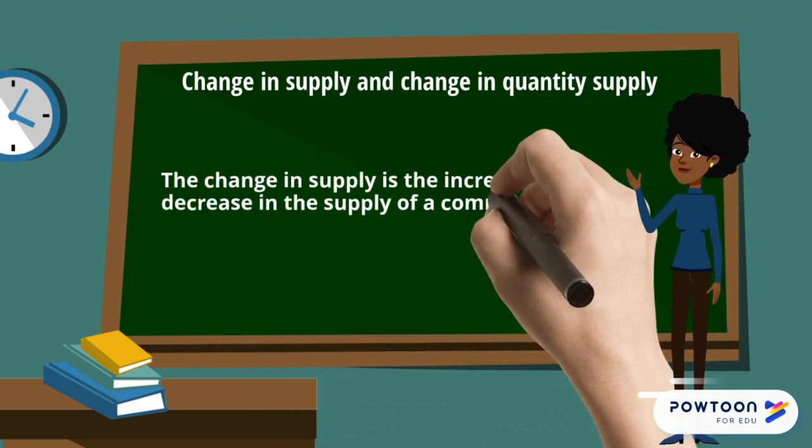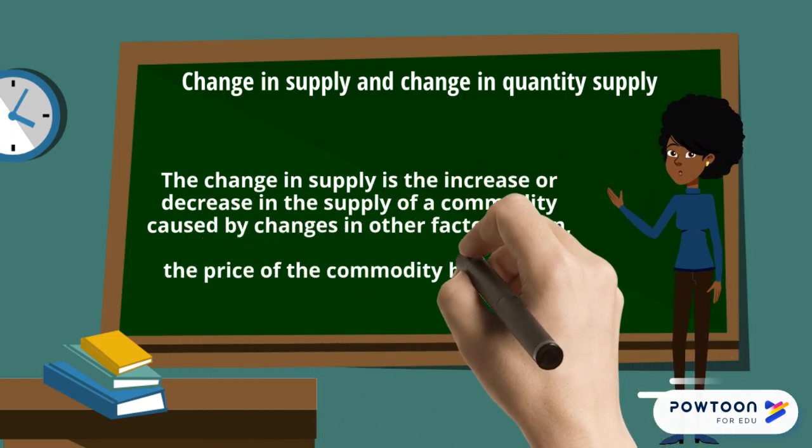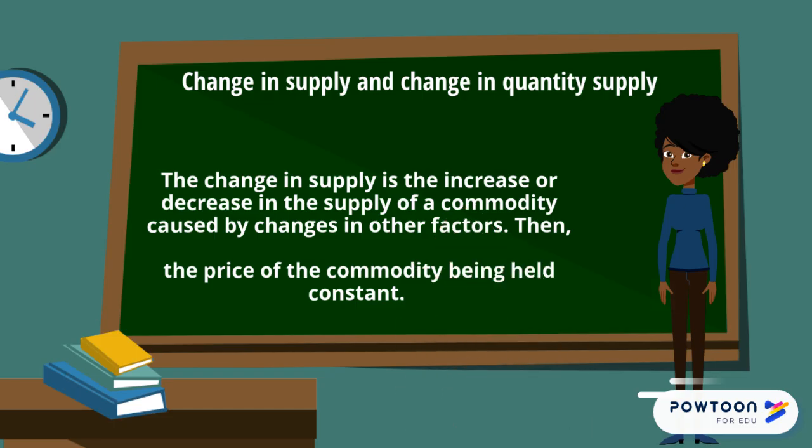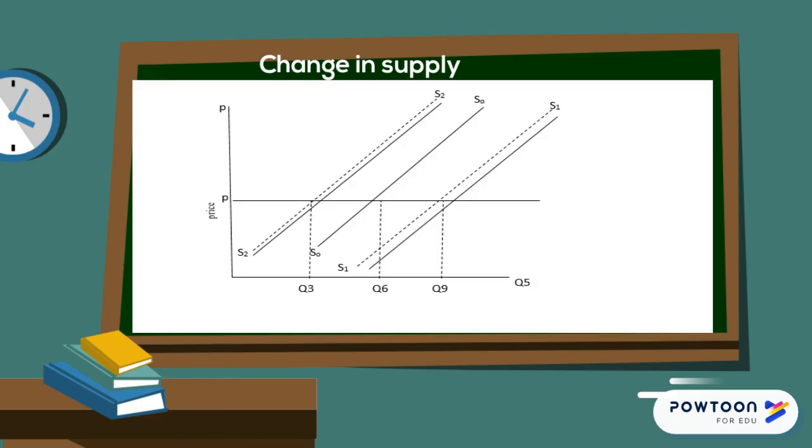Alright, change in quantity supplied is the increase or decrease in the quantity supplied caused by changes in the price of the commodity, other factors held constant. Change in supply involves the formation of new supply curves because the whole length of the supply curve shifts either to the right or to the left. The graph can be drawn as follows. This is the graph of change in supply.